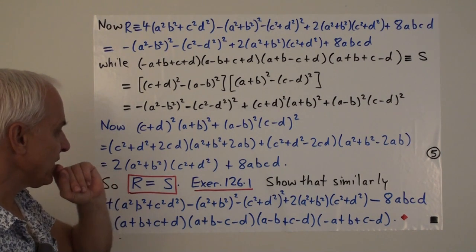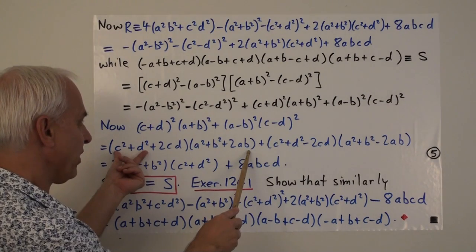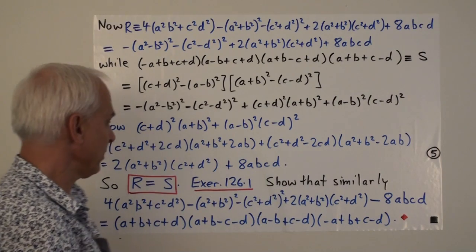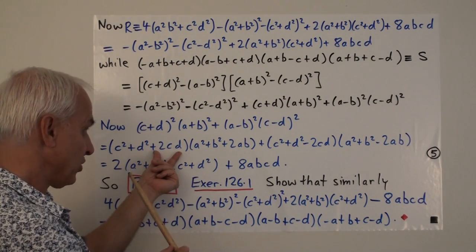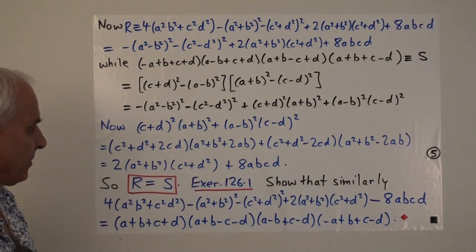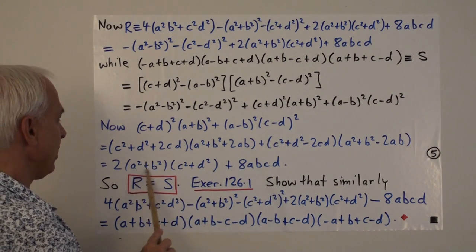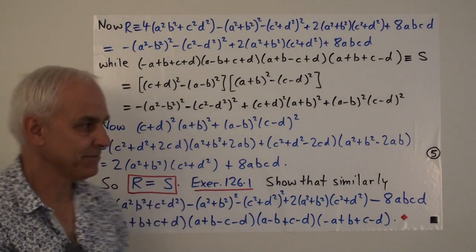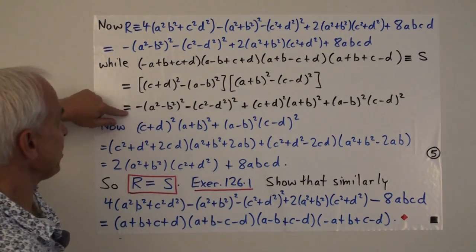The other terms cancel. So the 2ab times c squared plus d squared cancels with the minus 2ab times c squared plus d squared here. And the 2cd times a squared plus b squared here cancels with the minus 2cd times a squared plus b squared here. The conclusion is that this business here is just 2 times a squared plus b squared times c squared plus d squared plus 8abcd. And what was that? That was all the second half of this expression that we had for s.